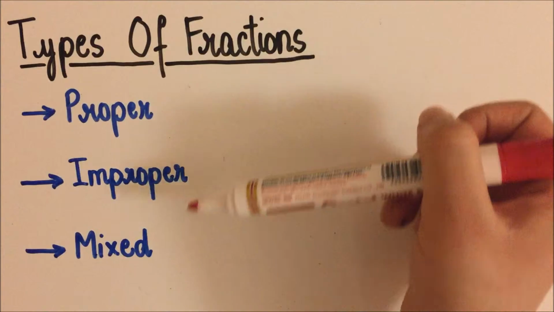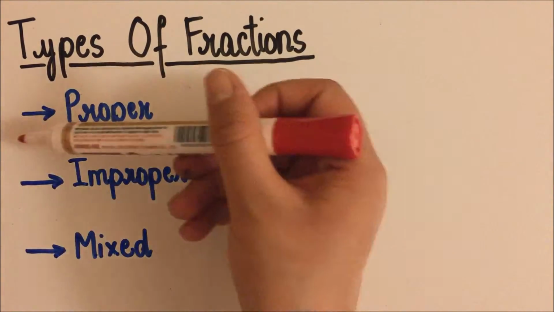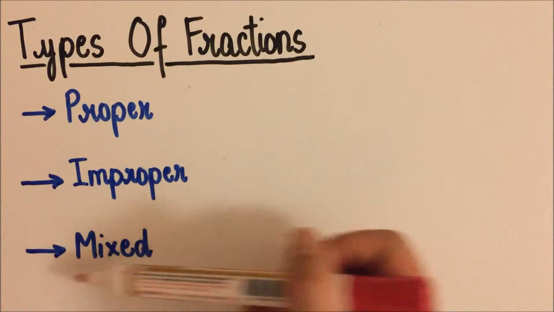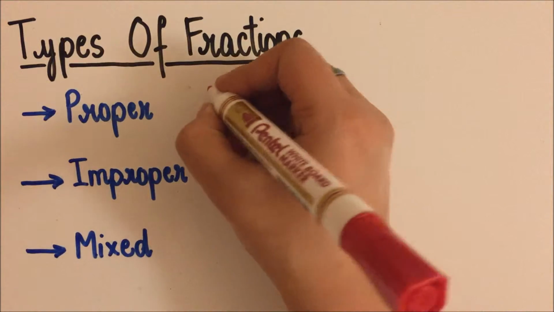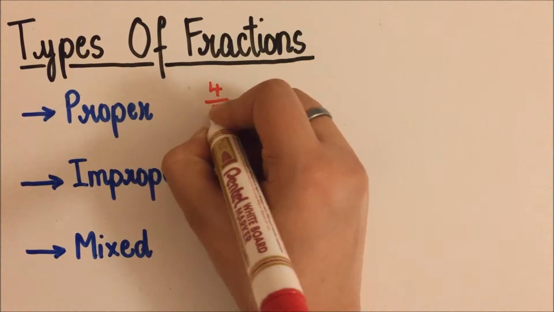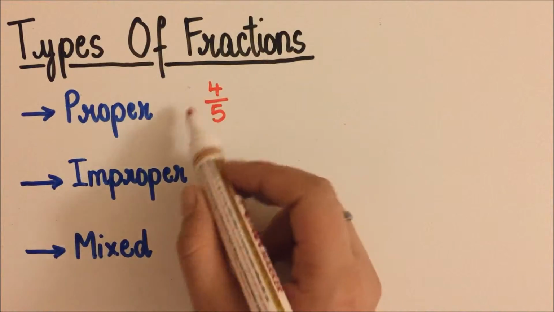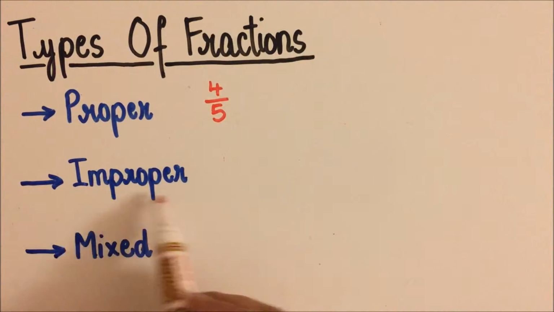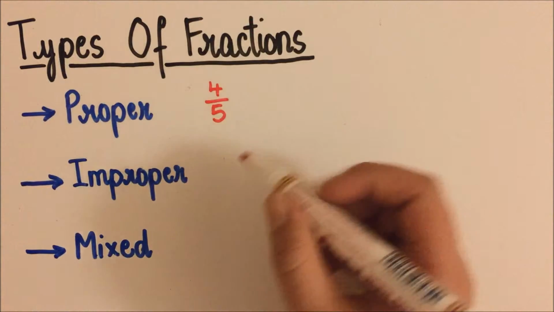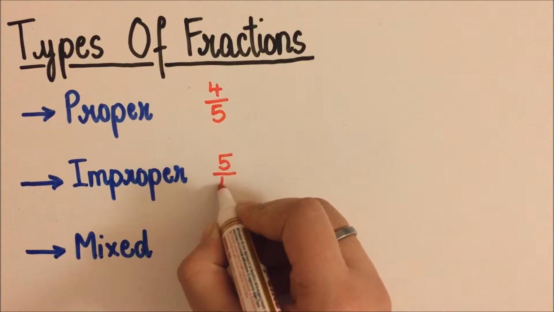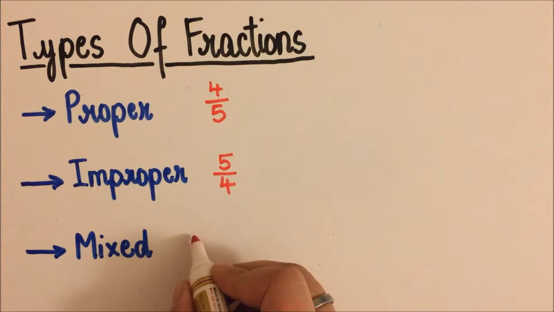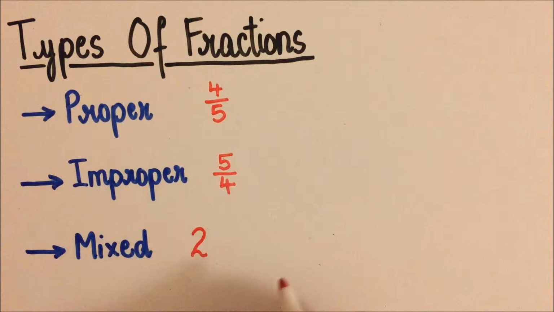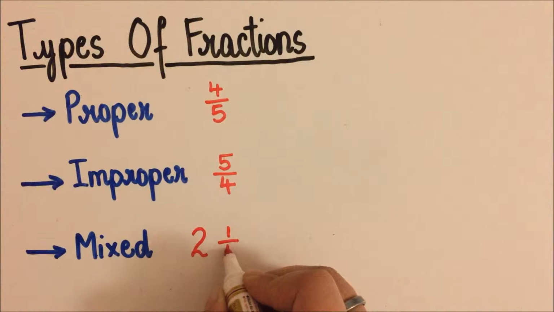So here are the three types of fractions that you need to know for your exam: proper, improper and mixed. Anything that is bottom heavy is a proper fraction. For example, 4/5, because that's bottom heavy, so that makes it a proper fraction. Improper is the complete opposite of proper, so anything top heavy is improper. Mixed fractions are fractions that have a whole number and then a fraction with it. So anything like 2 1/4.